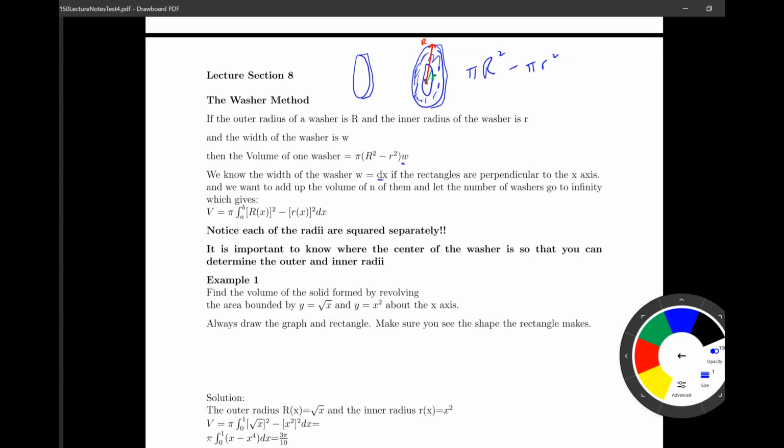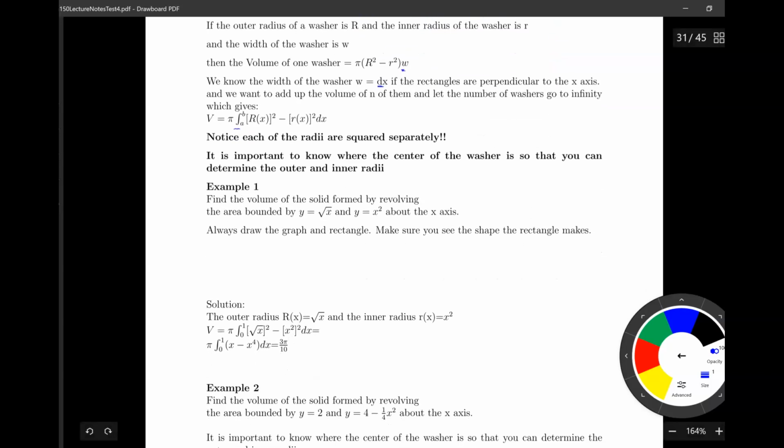Then of course we integrate, because we add up n of them and then we let the number go to infinity. So we need to make sure we square each of the radii separately.